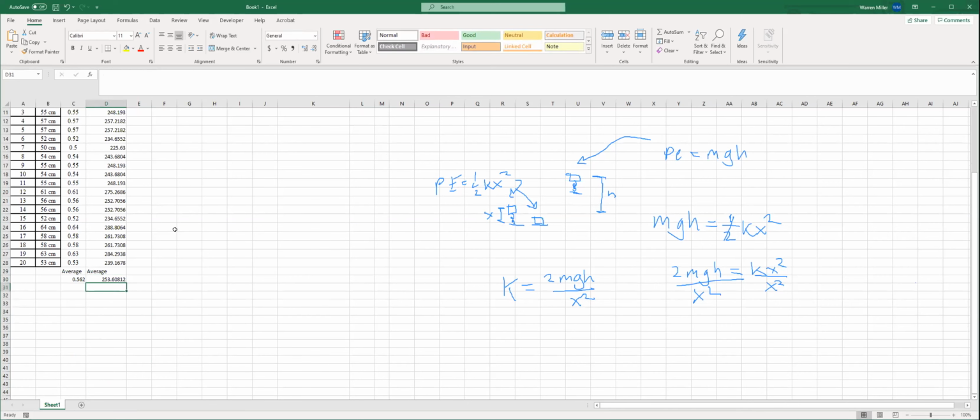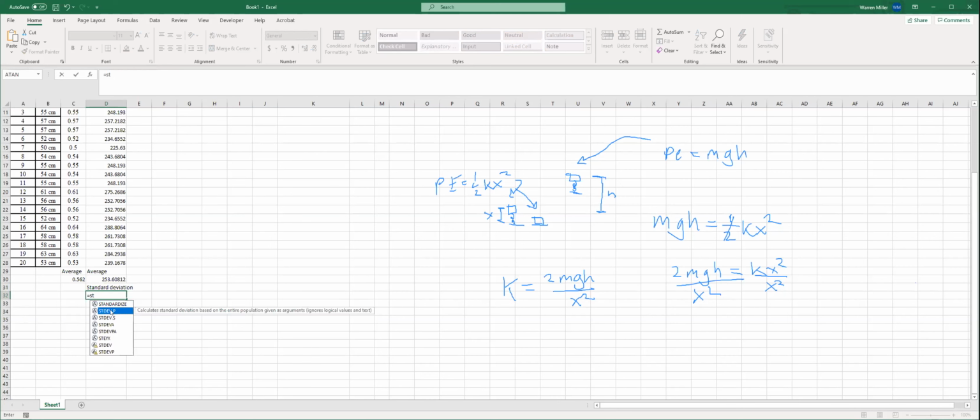To find the standard deviation, I know this is probably what we've been waiting for all this time. You just label it standard deviation, then go to the equal sign, then start typing standard. Now you have to choose which one, right? So there's standard deviation based on the entire population, which is not really true for this case. This is a sample, right? So you would use standard deviation based on a sample. And the sample is just this small group of data collection. So that's the function you use.